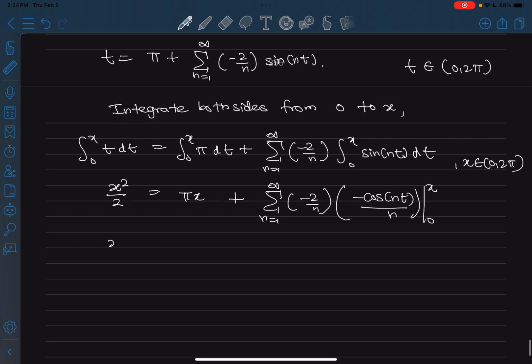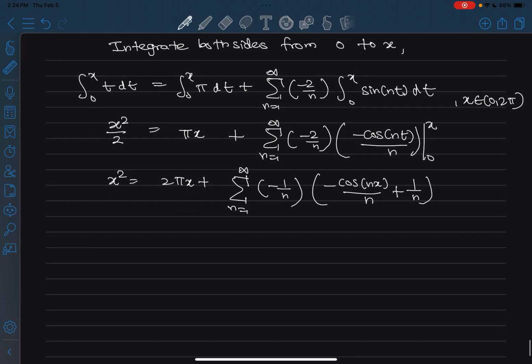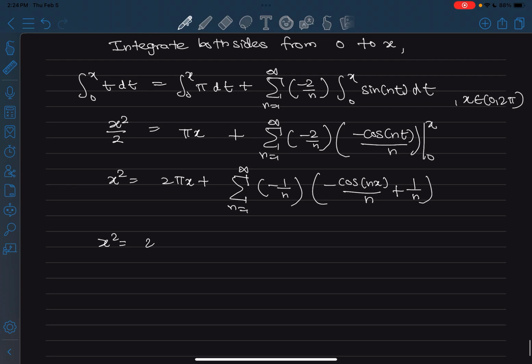Okay. Let me write it as x square is equal to 2 pi x plus sum from n equals 1 to infinity of minus 1 over n. I multiplied both sides by 2. And then now this will be minus cos nx over n plus 1 over n, right? Now we have x square is equal to 2 pi x plus sum from n equals 1 to infinity of minus 1 over n square, right? And then plus we have sum from n equals 1 to infinity of cosine nx over n square, if I'm not wrong.